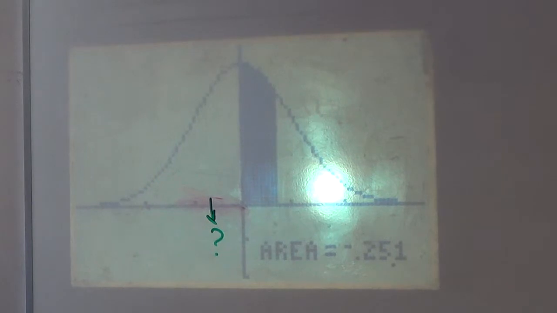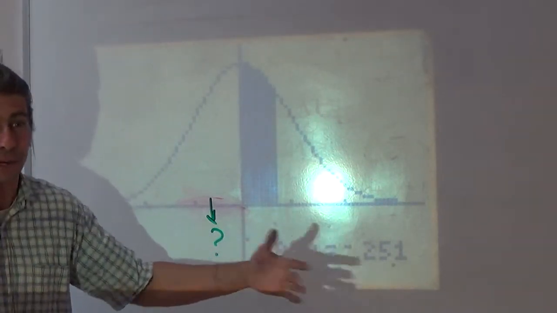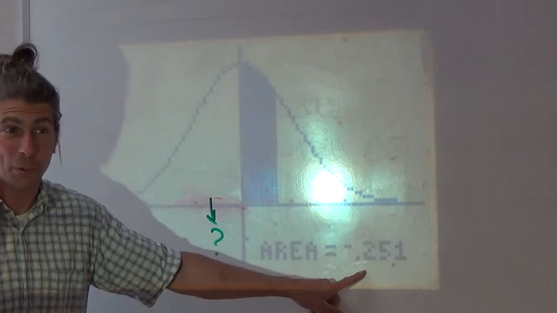Except negative, sorry. Oh, I should have put negative in. But that's close. It gives me a negative area because I put it in the wrong order. That's very close, 25.1%. Rob?